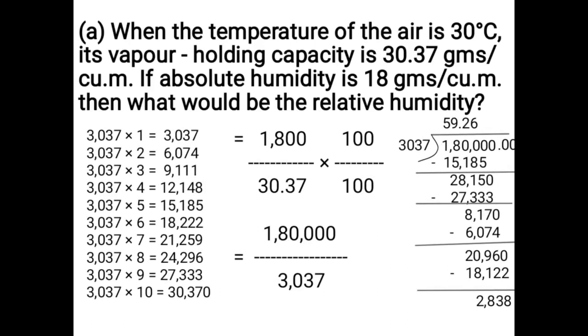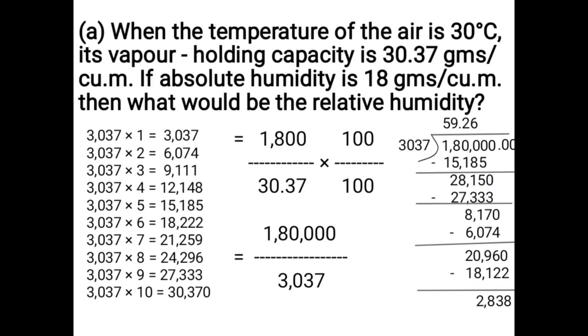When you are dividing a 6 digit number by a 4 digit number, you have to take the last 5 digits, whichever is coming smaller. First, 3037, 5 times is 15,185. Take the smaller one, and then subtract: 18,000 minus 15,185. I am getting the answer 2,815. Then this 0 you have to bring down.